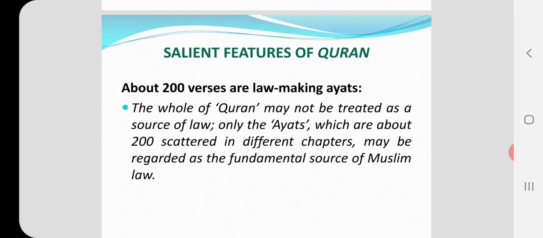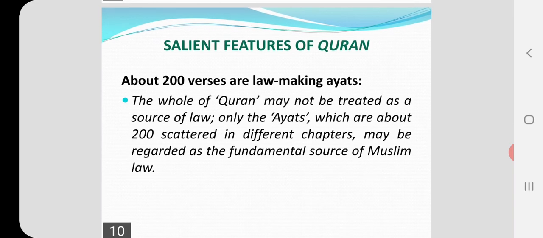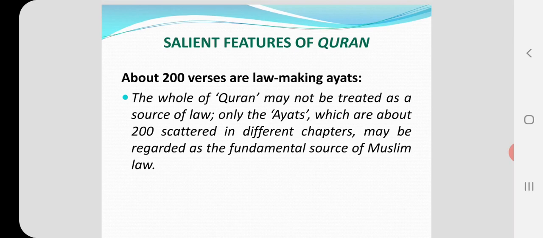How many verses are actually sources of Muslim law? If this question arises, then you must be clear about it, that not all the verses are the sources of Muslim law. There are only 200 verses scattered in different chapters, which are regarded as fundamental source of Muslim law.